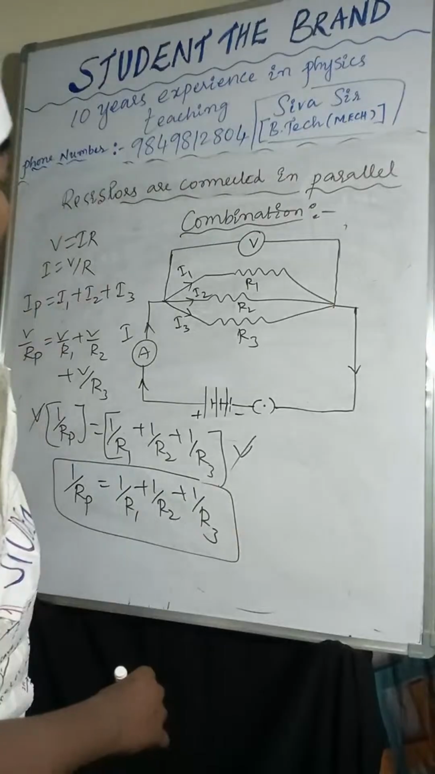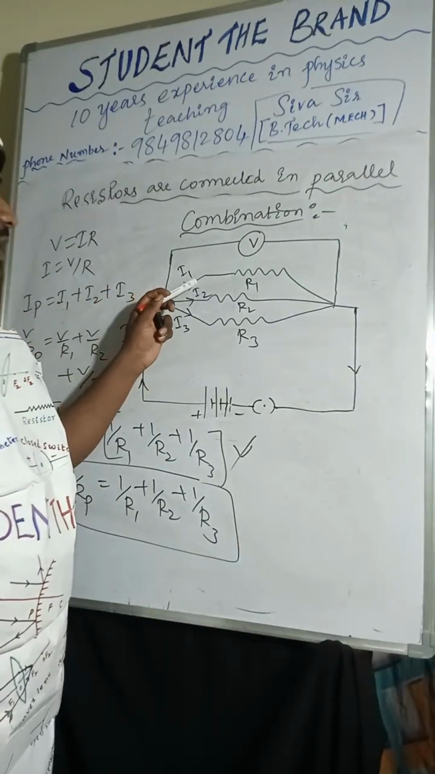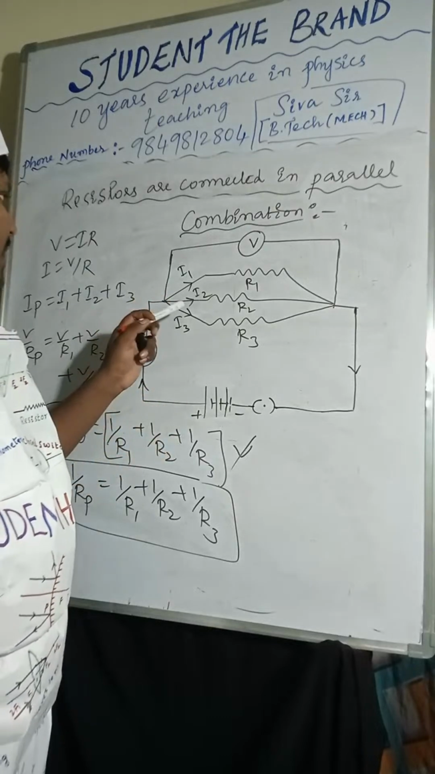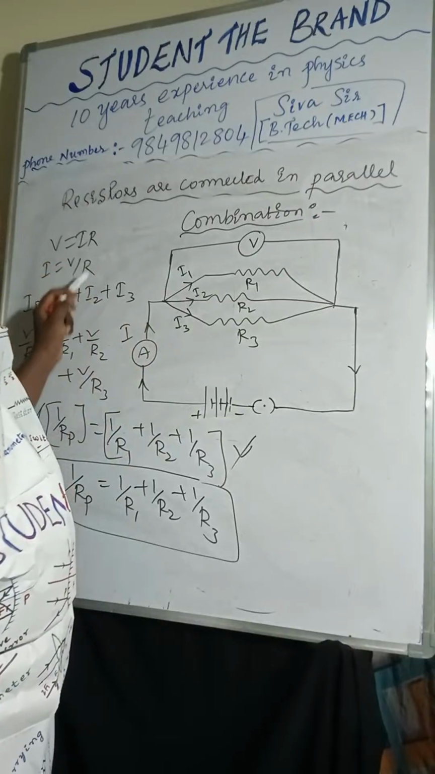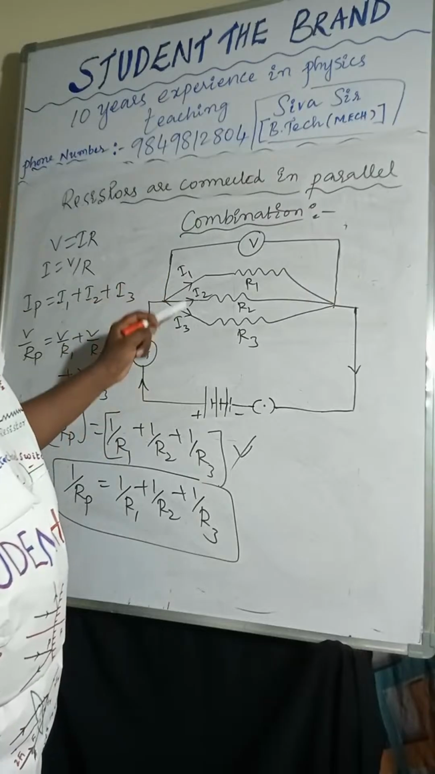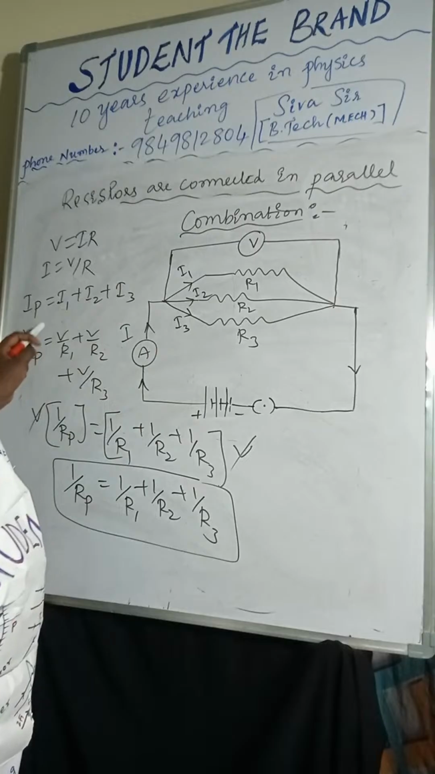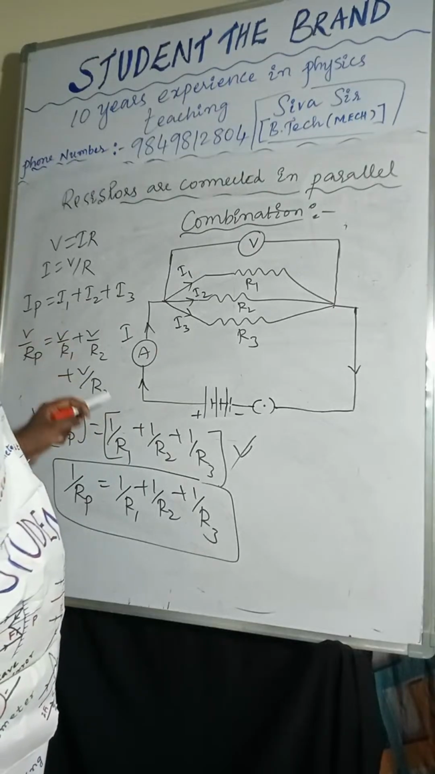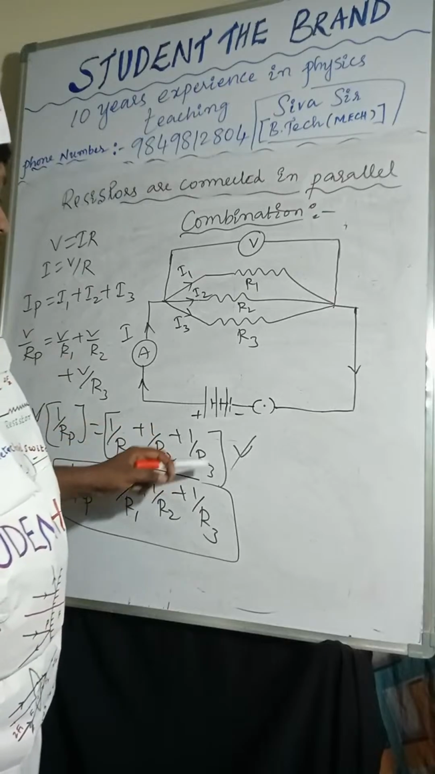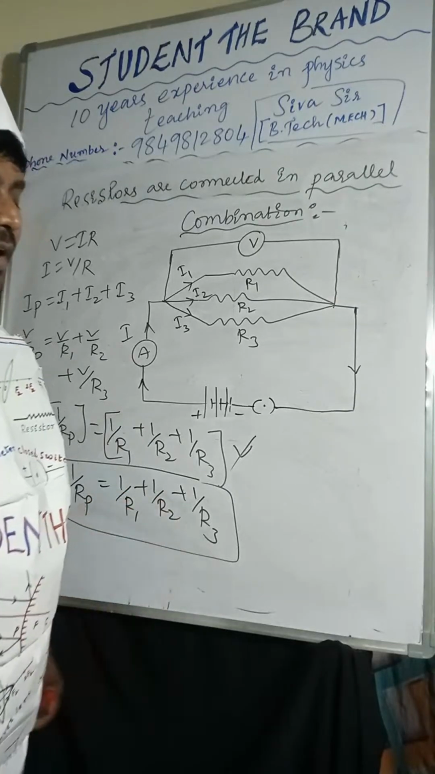So resistors are connected in parallel combination. Once again, R1, R2, R3 are connected in parallel combination. Current is flowing through it. V equal to IR, I equal to V by R. The current passing from the battery is equal to I1 plus I2 plus I3, IP equal to I1 plus I2 plus I3. V by RP equal to V by R1 plus V by R2 plus V by R3. So V into 1 by RP equal to 1 by R1 plus 1 by R2 plus 1 by R3. V gets cancelled, 1 by RP equal to 1 by R1 plus 1 by R2 plus 1 by R3.